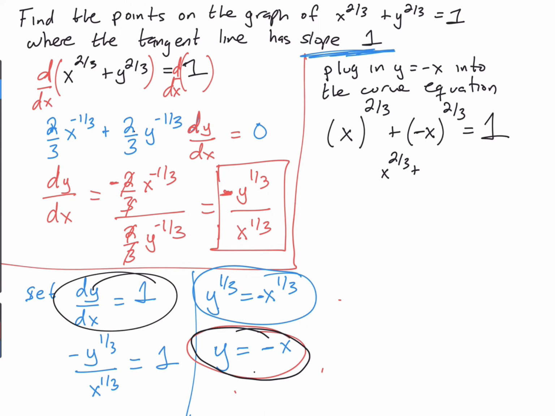Nope. What's negative x to the 2/3? It's positive x to the 2/3, right? Because what does it mean to be raised to the 2/3? You square it, get the cube root, right? Doesn't matter the order you do it. You're squaring it, so it's going to end up being positive. So this is the same as 2x to the 2/3 equals 1. So x to the 2/3 is equal to 1/2.